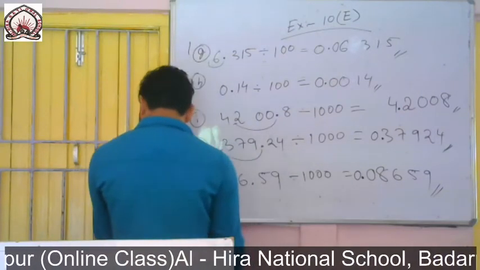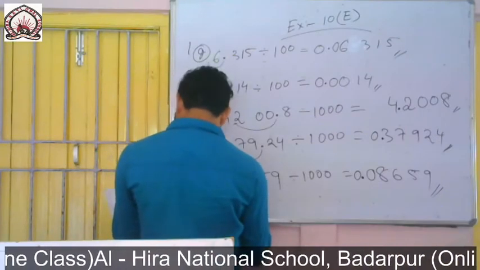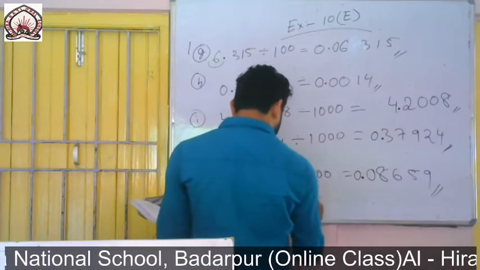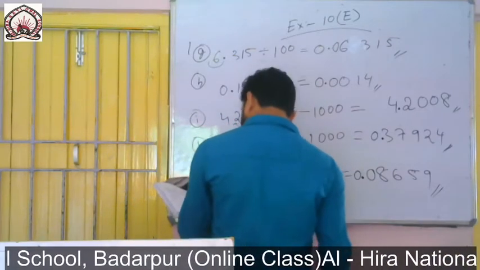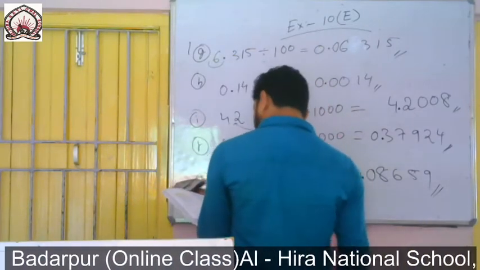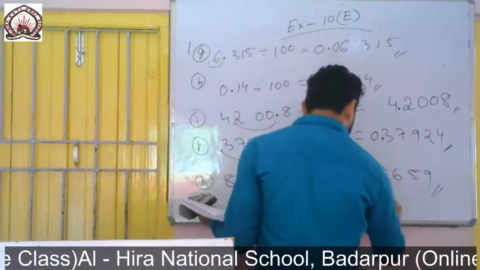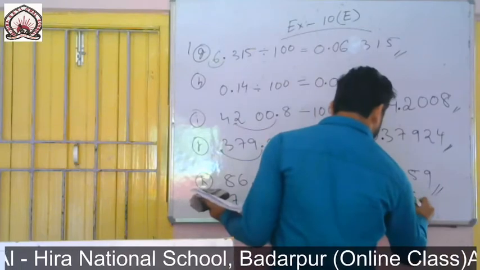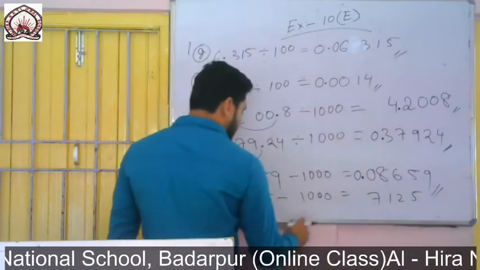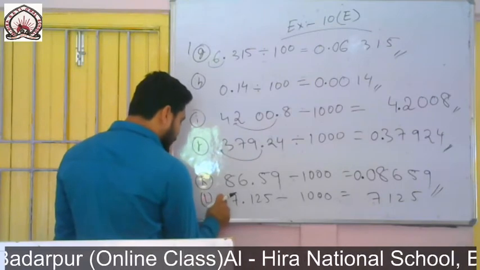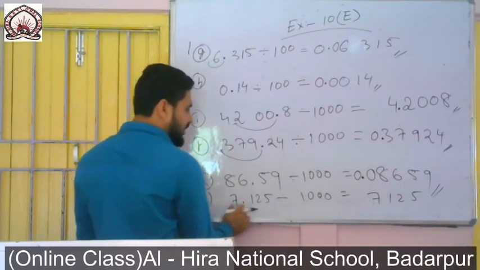Now you see 7.125 divided by 1000. Okay, so 1000, first you write the digit 7125. After that you count 1, 2, 3. Here 1 only, so I need to put 2 zeros to make it 3 digits.